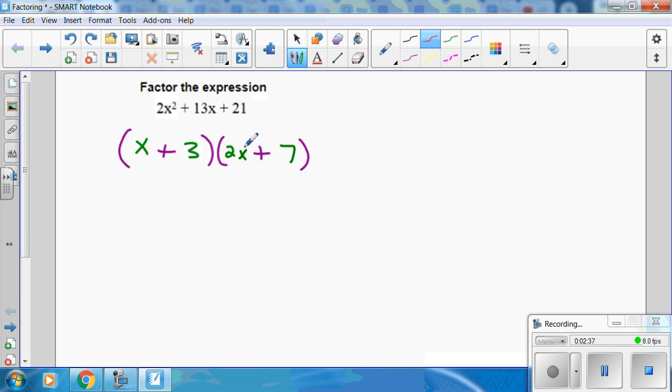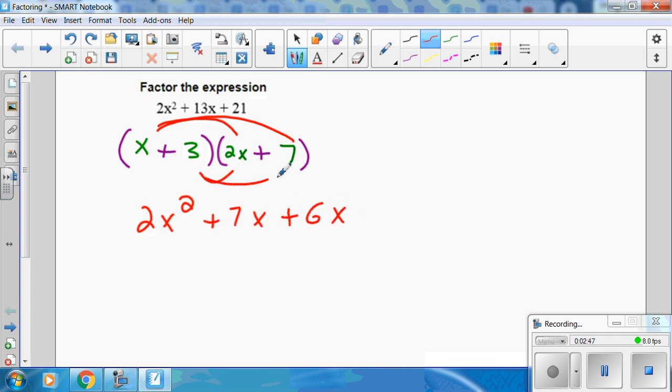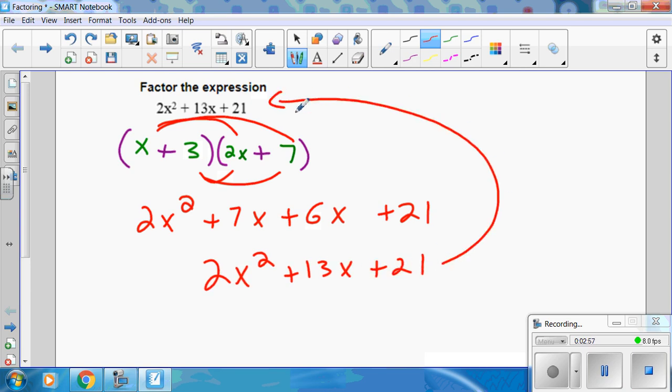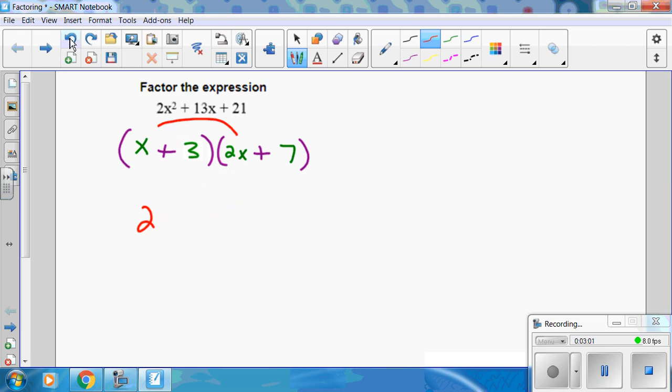So let's take x times 2x, that's 2x squared. That's plus 7x. 3 times 2x, that's 6x. 3 times 7 is 21. And we have 2x squared. This 7 plus 6 is 13, so 13x, and then plus 21. And we check up here and see that it's the same thing that we started with. So therefore, that tells us we factored it correctly.